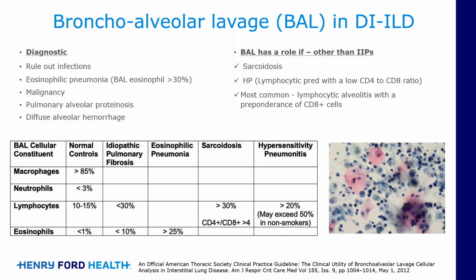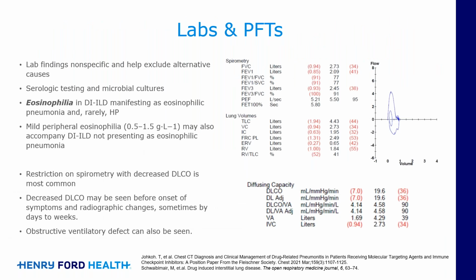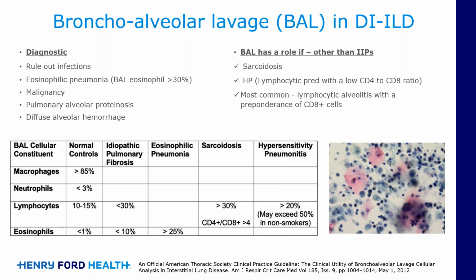So following getting a good history and physical, doing some labs, and then also getting PFTs and CT scans, we now focus on the role of bronchoalveolar lavage in drug-induced ILD. In certain conditions, BAL can be diagnostic. It can be diagnostic to rule out infections. BAL eosinophilia above 30% would be diagnostic for eosinophilic pneumonia. And also if you were to find malignancy on cytology, I think this would be diagnostic as well.